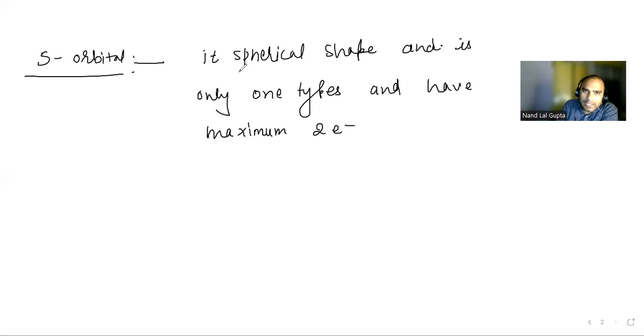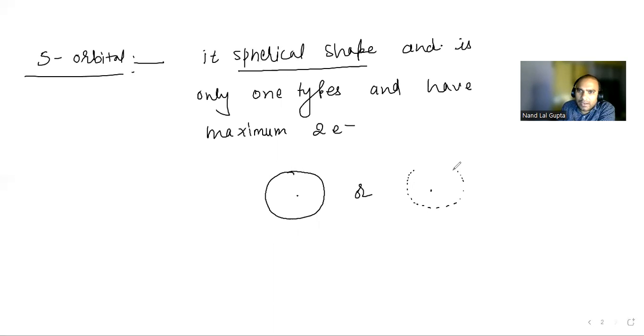It is a spherical shape, you can see. This is the center, so around the center you can draw like that. Here it is the probability, so you cannot have a solid line. It is a probable line, a diffuse dotted line. The dots represent that the electron can be present here and there. Here the electron is possible. So this is the figure, the spherical shape of the s orbital.